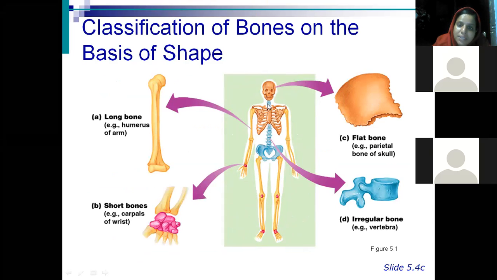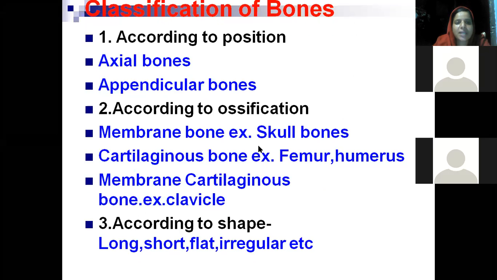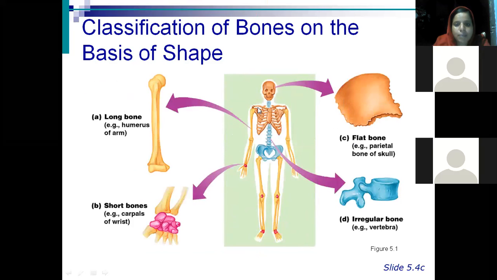Axial skeleton means the skeleton which is present in the midline. So that is one way of classification you have studied: axial bones and appendicular bones. Axial bones are seen in the vertebral column and whatever bones are associated with the vertebral column. Appendicular bones are upper limb bones and lower limb bones.